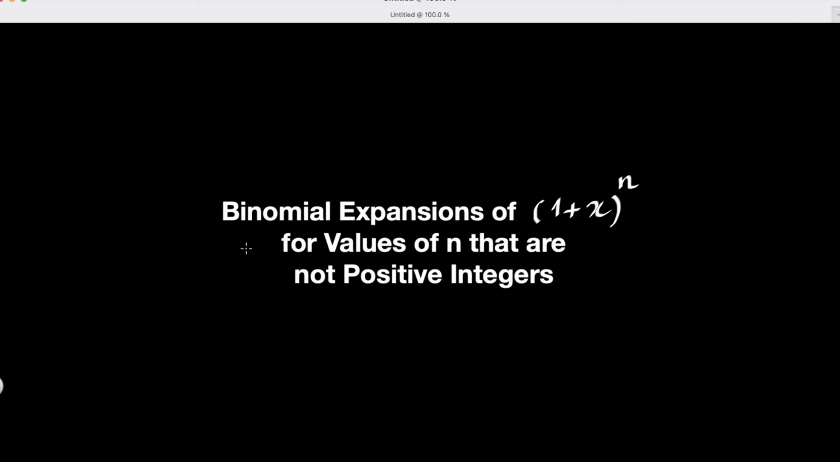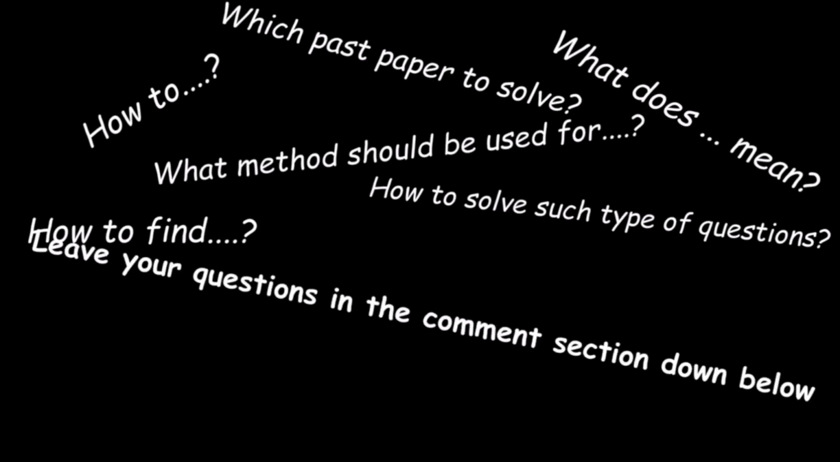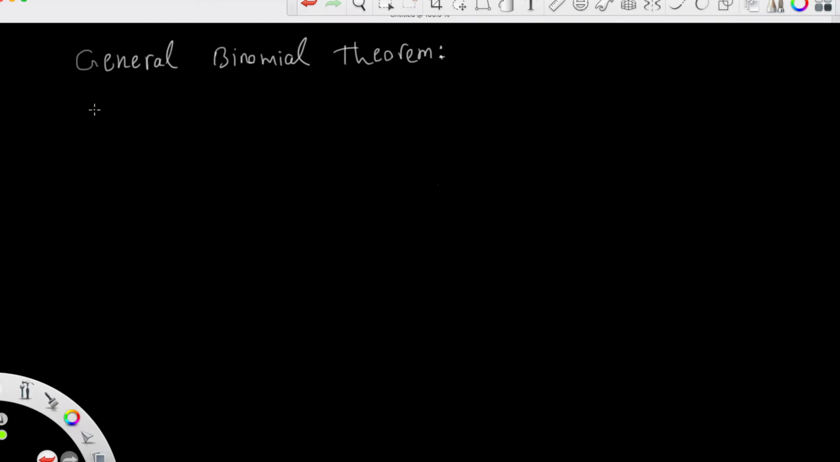Dear students, welcome to the video binomial expansions of 1 plus x to the power of n for values of n that are not positive integers. And now in this part we are going to see an extension of the binomial theorem that you learned in AS level. It is a general binomial theorem and is used when n, the power of the binomial, is a number other than a positive integer, like fractions. It could be negative numbers or negative fractions.